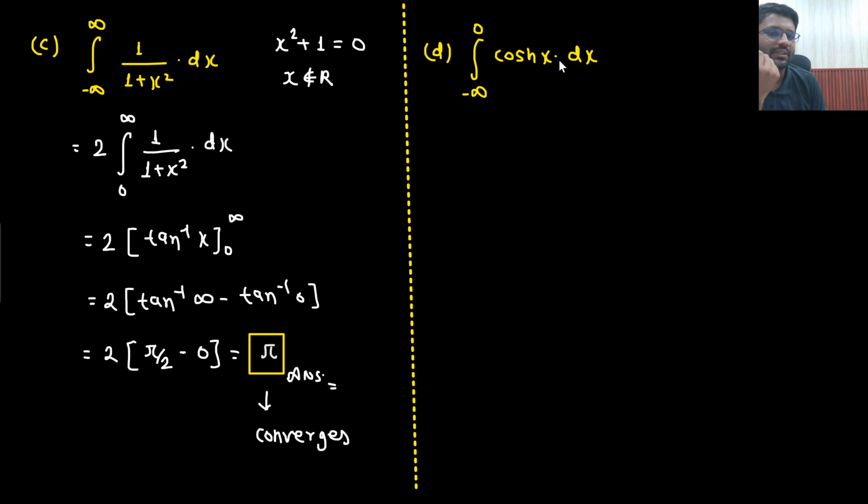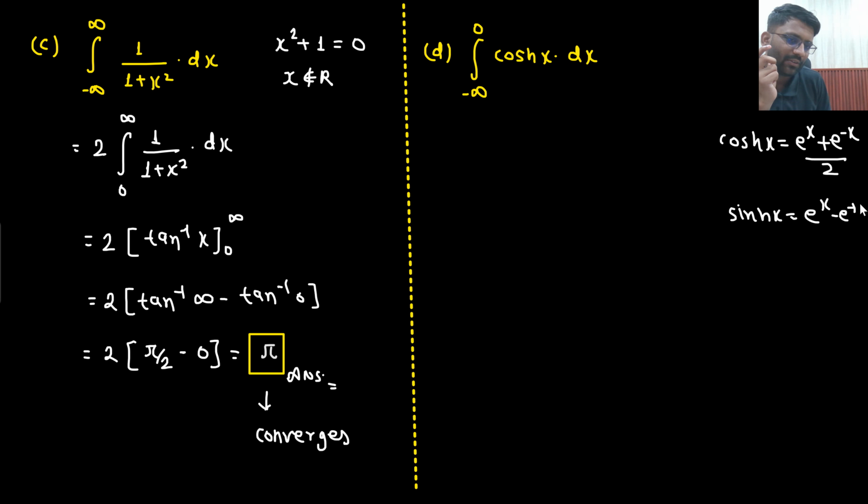Minus infinity to 0, cos hyperbolic x. I told you in the limit, continuity and differentiability chapter, always remember what cos hyperbolic x is. It is e to the power x plus e to the power minus x divided by 2. And sine hyperbolic x is e to the power x minus e to the power minus x divided by 2. So let's write this down: integral from minus infinity to 0 of e to the power x plus e to the power minus x divided by 2.